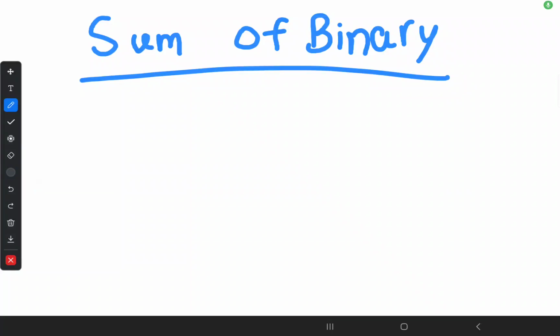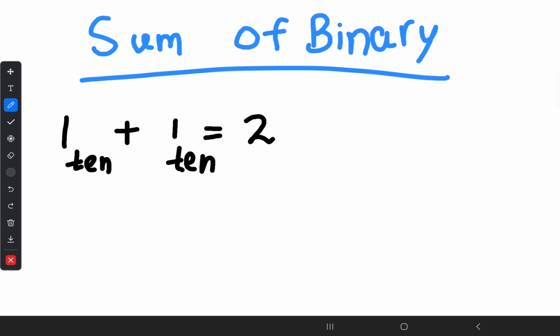To find the sum of binary numbers, we have to make use of the abacus. In usual decimal numbers, if we have 1 plus 1, we can directly write it as 2. Base is 10 means if these two are decimal numbers, we can add them directly to get 2 base 10 as our answer.